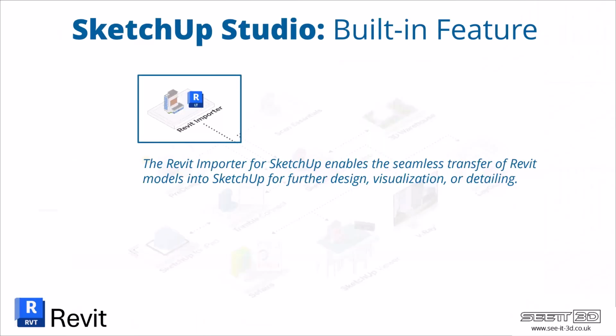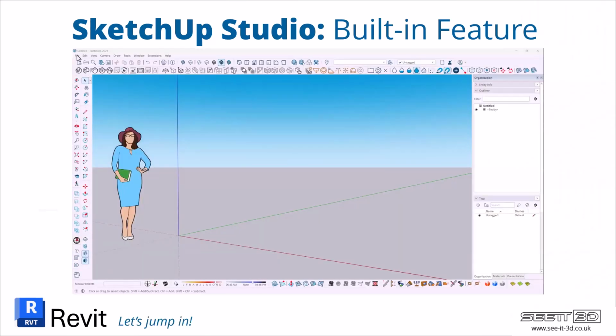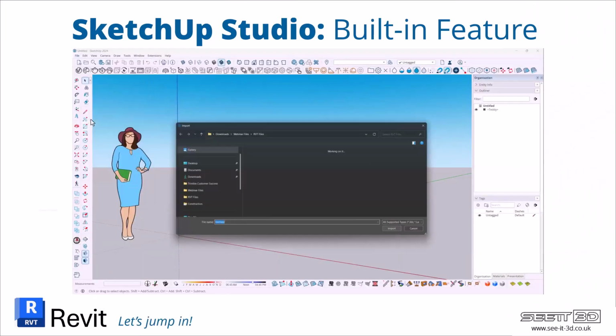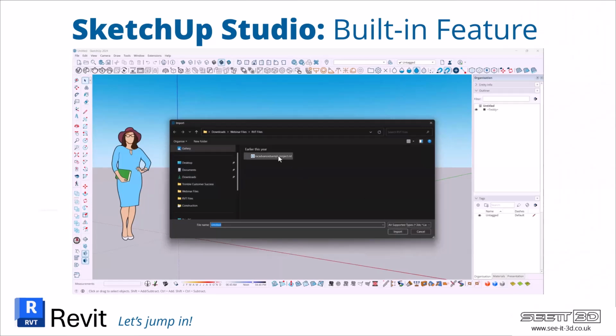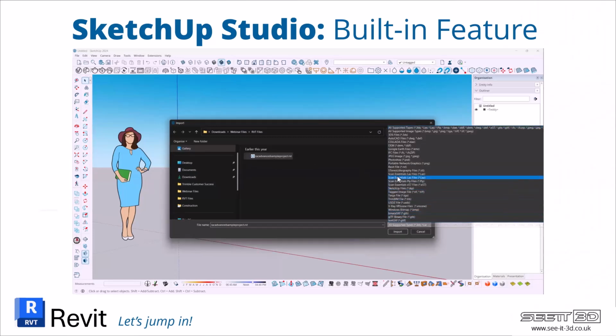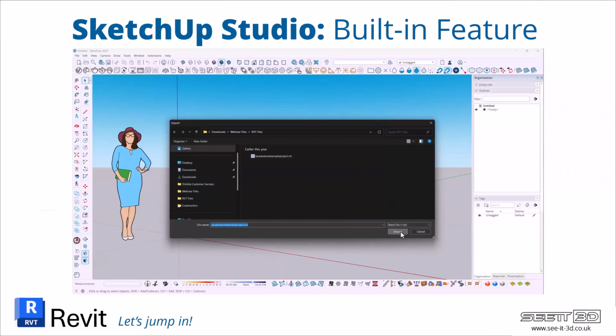So let's look at the Revit importer very quickly. The Revit importer is for SketchUp. It imports Revit files as a seamless transfer from Revit models into SketchUp for further design, visualization, and detailing. Go to File, Import. I have an RVT file here, importing into 2024. Searching for the file format, Revit file, click it, import.